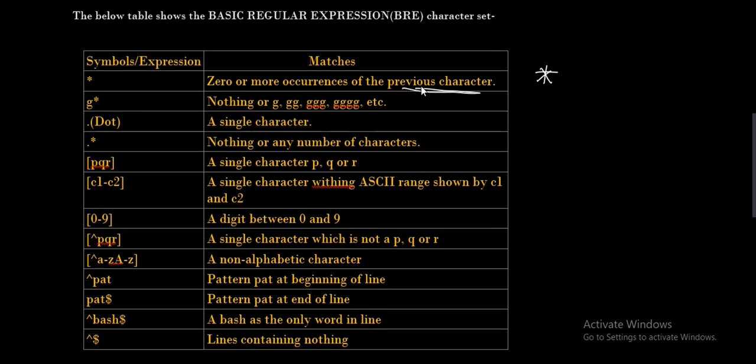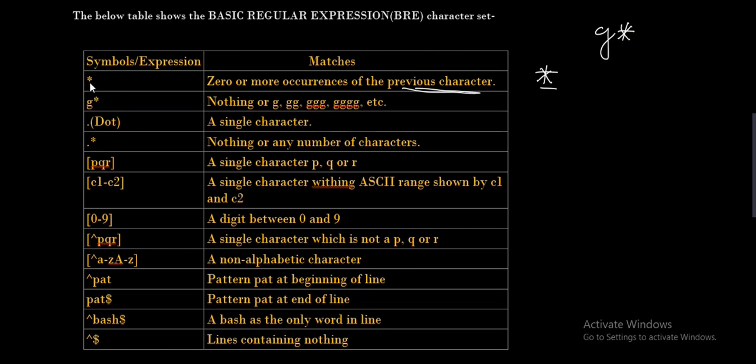Here we are giving importance to the asterisk. If I write G followed by an asterisk, the asterisk indicates that the character previous to it can occur zero or more times. Depending on which pattern you want to work with, you can specify the pattern accordingly. If you specify just this, it indicates zero or more occurrences of the previous character.